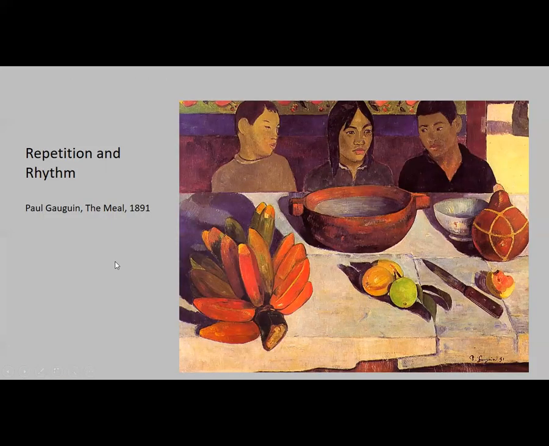Okay, so we're going to stop right there on today's repetition and rhythm lecture. And then the next one will be on unity and variety.